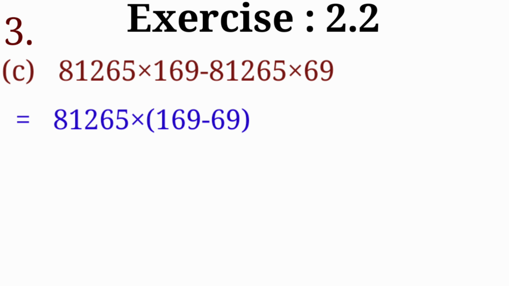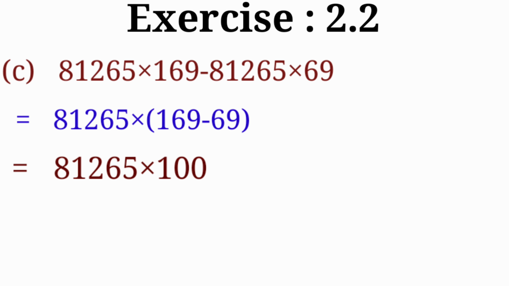Now we'll solve the bracket first. 169 minus 69 gives 100, and then the term is easily 81265 into 100, which is 8126500. Yes, so see, students, by using properties how our calculation becomes very easy, that we can do it verbally without doing any calculation. So this is the role of the properties, which make our calculation easier, but you have to have knowledge, you have to be vigilant about which property exactly to apply at the right time.